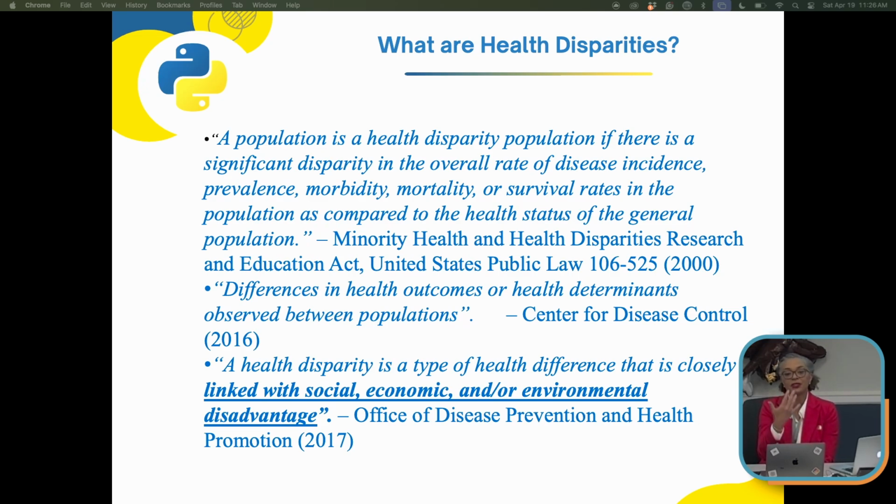Where you live, how much money you make, your education level, and the environment you live in play a role in whether or not you will have a similar outcome to someone who lives on the opposite spectrum. Okay, so that's from the Office of Disease Prevention and Health Promotion.